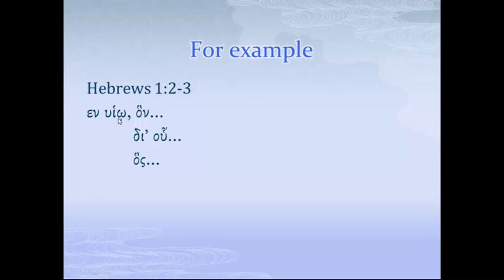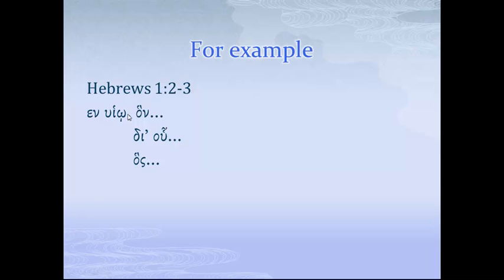And then we have a series of relative clauses. A son is the antecedent. A son whom, there's a relative pronoun, whom he placed heir of all things. Another relative pronoun, through whom he also made the worlds. Who, being a reflection of his glory and an image of his substance, sat down on the right hand of glory. So you see, these are a series of three relative clauses that are all telling us about the Son.